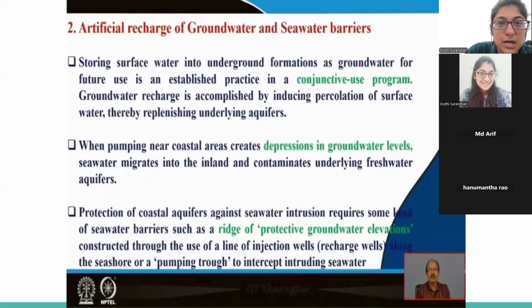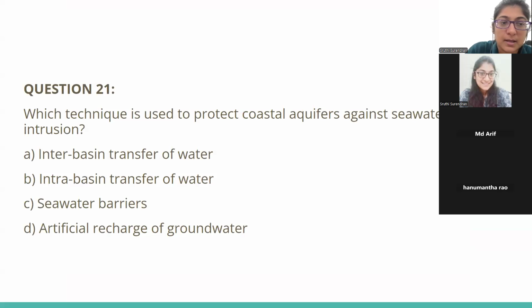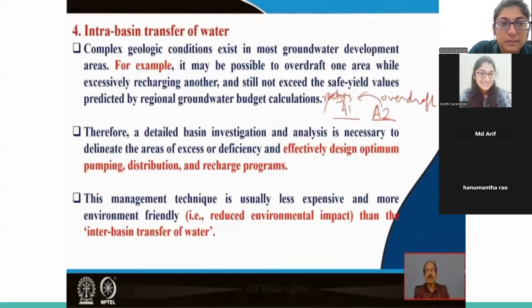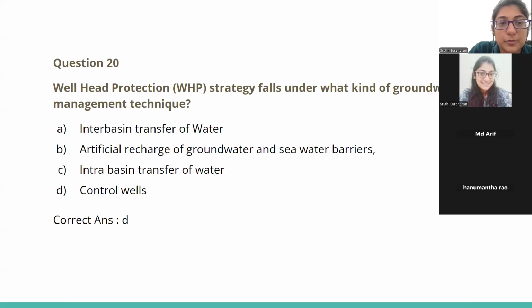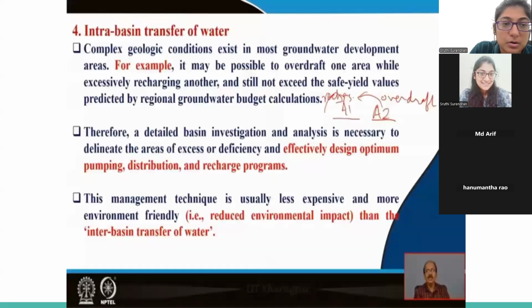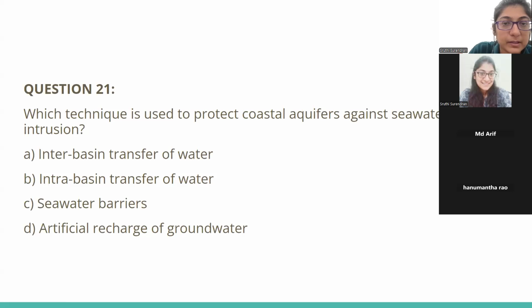Then we looked into artificial recharge and seawater barriers. So the question was about wellhead protection strategy. It is falling under control well fields technique, intrabasin, artificial recharge, and interbasin transfer. We all went through what all these three mean. Next question: which technique is used to protect coastal aquifers against seawater intrusion? This is also something that we went through.